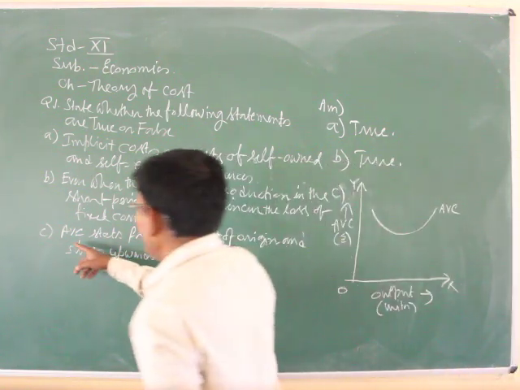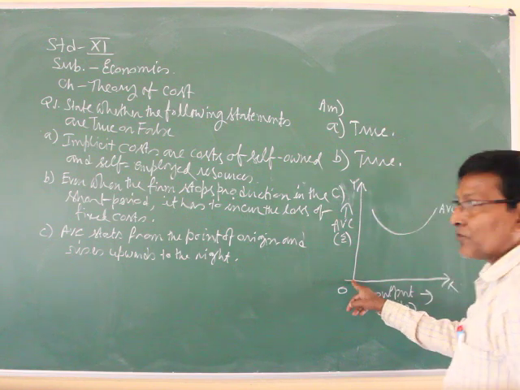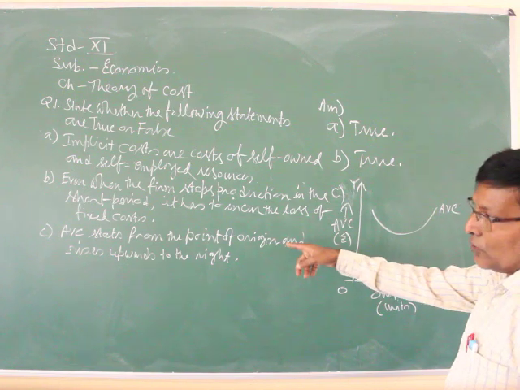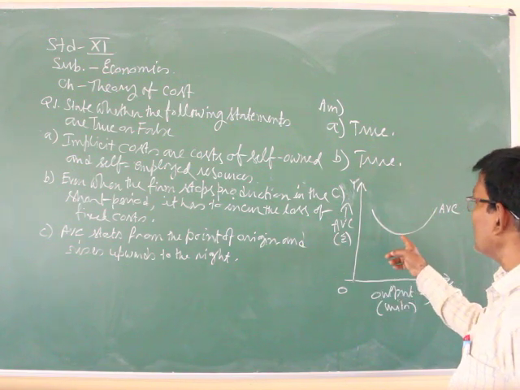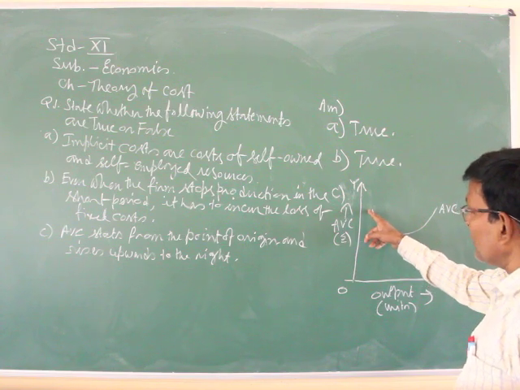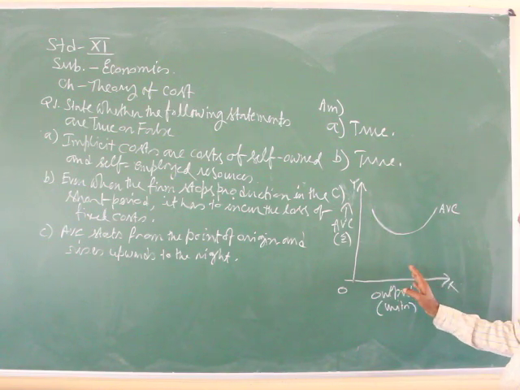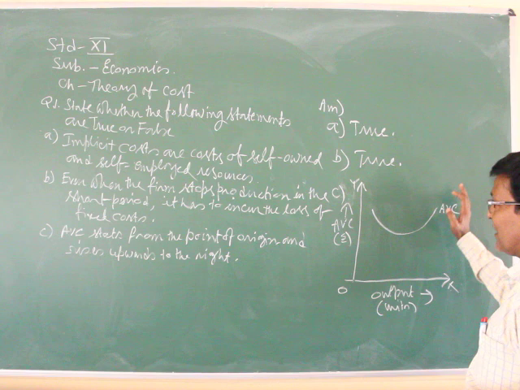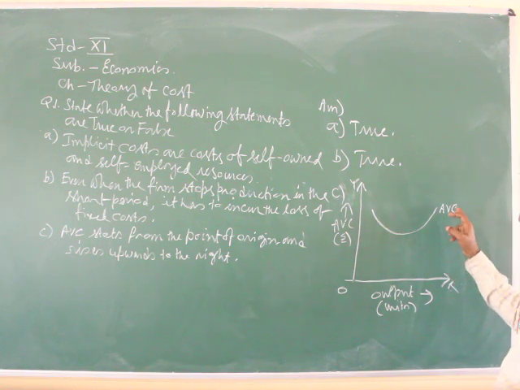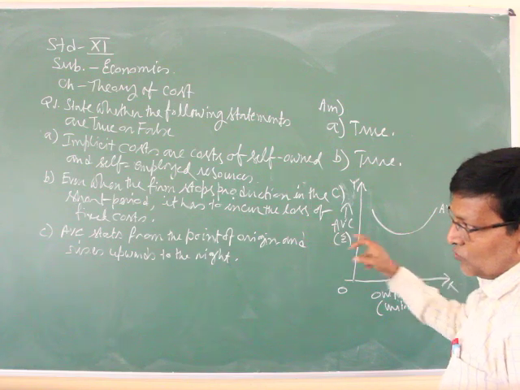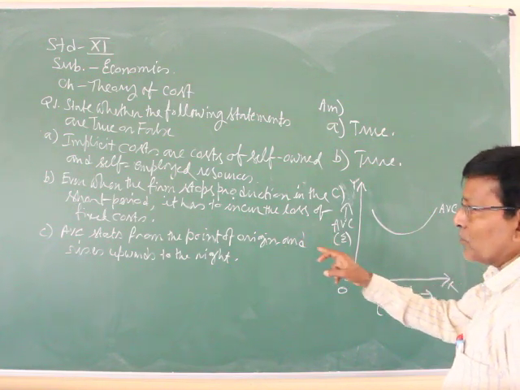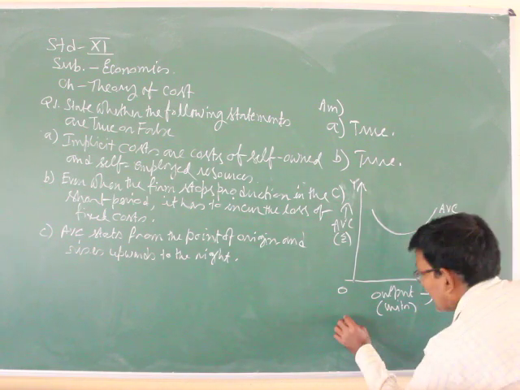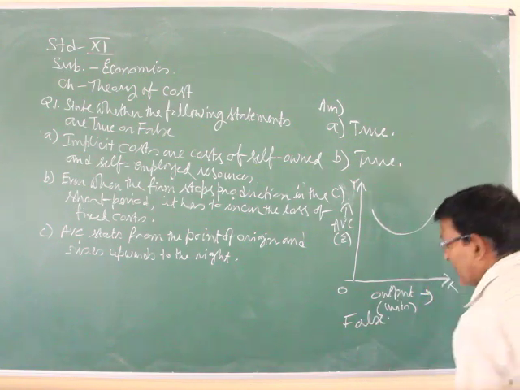But it is stated that AVC starts from the point of origin. It will start from the point of origin, then it will move upwards to the right. So it is a false statement because the shape of the AVC curve is U shape. This means first it will fall as we increase the level of output. Then after reaching its minimum point, if we increase the level of output, AVC starts rising. So the AVC curve will be U shape. It does not match with the statement given. AVC never starts from the point of origin and rises upward to the right. So that is why it is a false statement. Thank you, students.